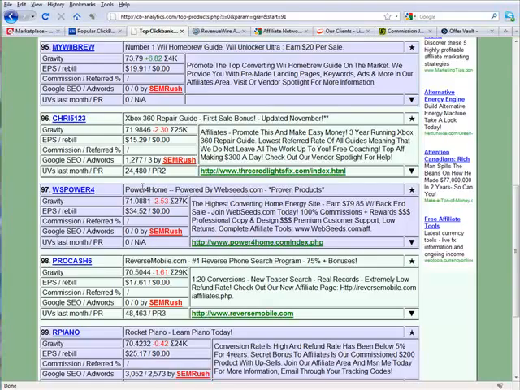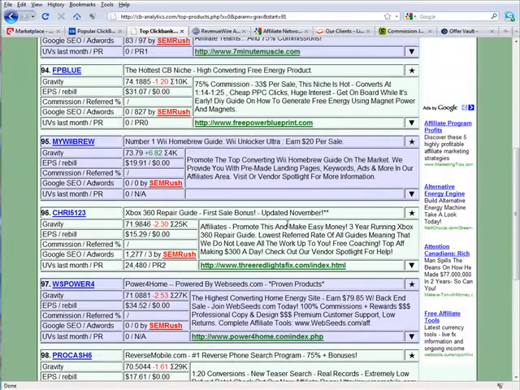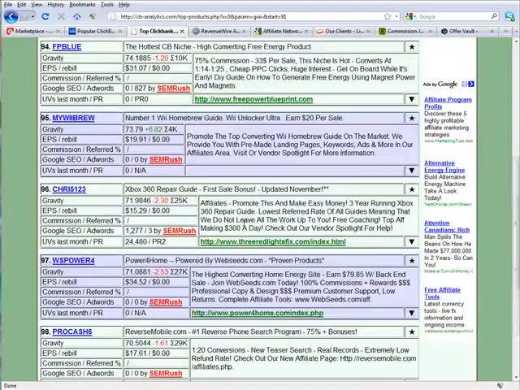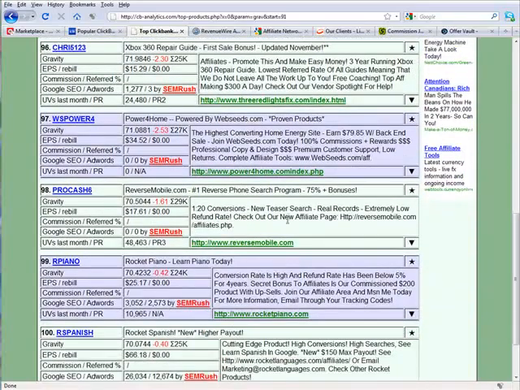So Power for Home, there's another offer aimed at people who want to make their own energy, or green energy. Here's a Nintendo Wii homebrew guide. So once again, in the gaming market, just like the Xbox repair guide, those markets are huge, and it's obviously supporting more than one offer. Those are great signs. But ClickBank is not the only affiliate network out there. It's definitely one of the most popular, but not the only one.